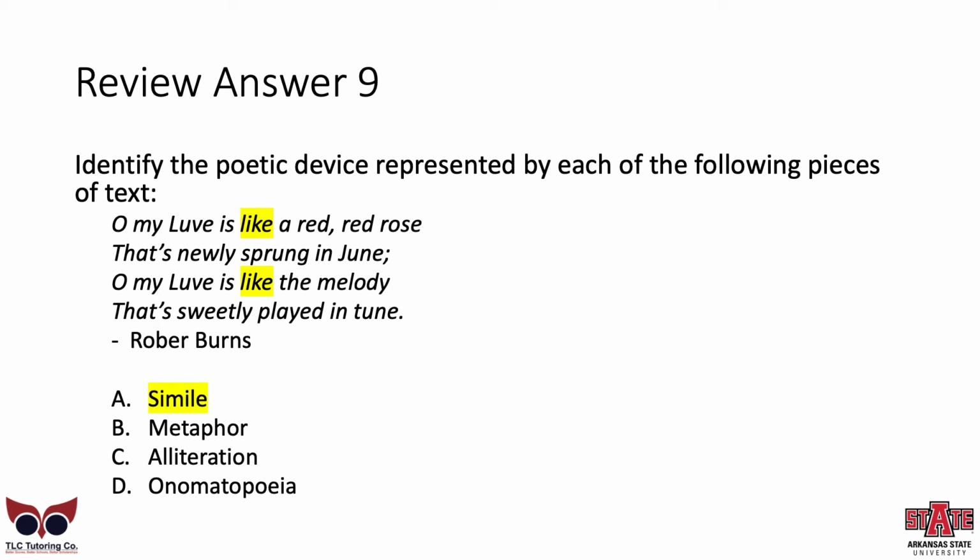As you can see in the poem that is highlighted, my love is like a red, red rose. My love is like the melody. A comparison using like or as is a simile. Note that if the poem had said my love is a red rose or my love is the melody, it would have been a metaphor, but by using like or as in the comparison, it is a simile.